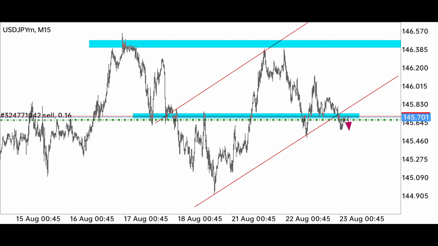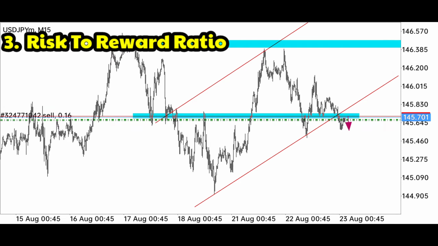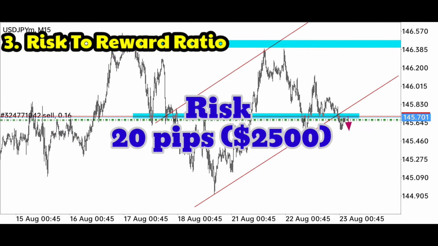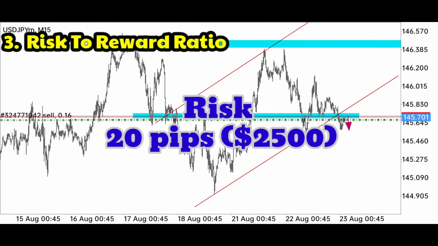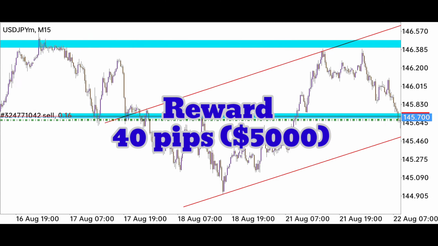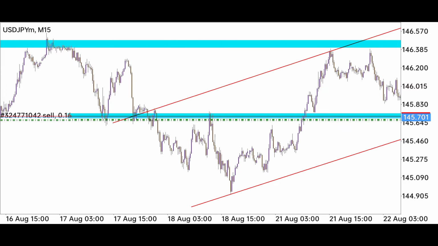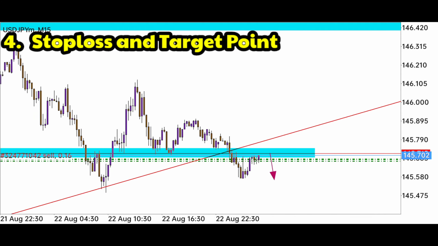Let us now complete the third step, which is the risk to reward ratio. Here my risk is 20 pips. If I lose then it will be $2,500, and the reward is 40 pips, which will give us a profit of around $5,000. Now we will move to step 4, which is the stop loss and target point.